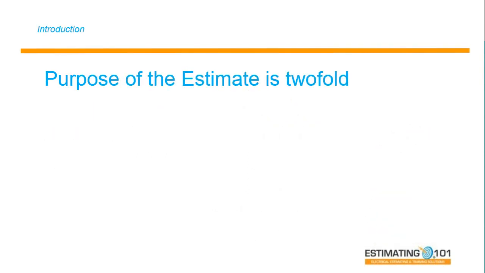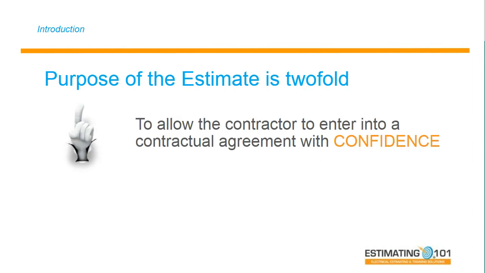If you're going to be a good estimator, you're going to have to certainly understand the purpose of an estimate. The purpose of an estimate is twofold. First of all, it allows the contractor to enter into a contractual agreement with confidence. When an owner signs on the bottom line of a contract, he wants to have confidence that his estimator has been as accurate and detailed as possible.